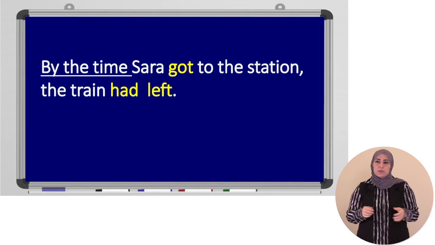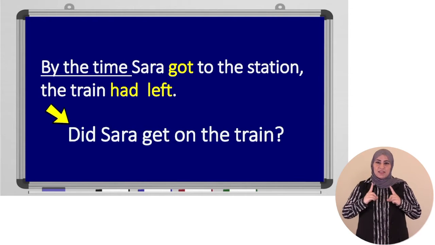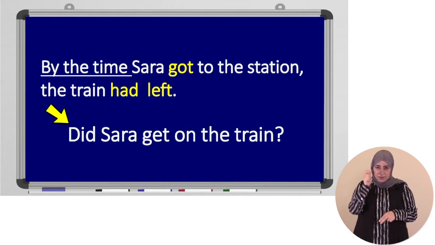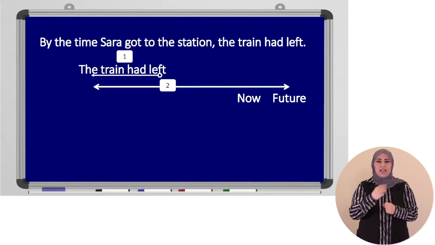Look at the sentence on the screen. Let's look at it together. By the time Sarah got to the station, the train had left. Now, what do you think? Did Sarah get on the train? This is the question. What do you think? Let's look at the timeline together and analyze it on the screen. By the time Sarah got to the station, the train had left. So look at the timeline.